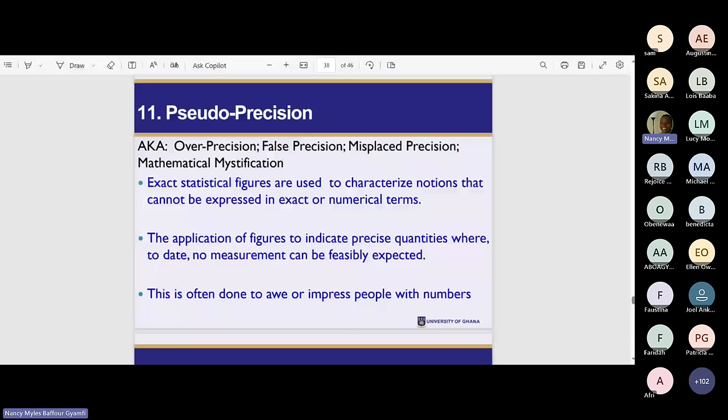Please listen. This one is a bit technical, so I want to help you. Pseudo precision. Look at the name. Pseudo, we met it in unit 7, pseudoscience, pretending to be science. So pseudo precision means pretending to be precise. You are trying to be exact, precise, determinate, specific about a concept that doesn't lend itself to precision, because it is vague. That's the problem.